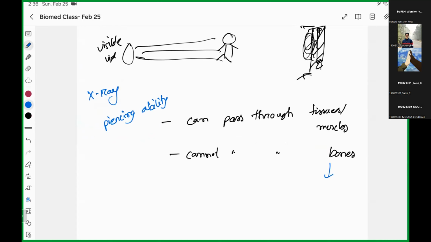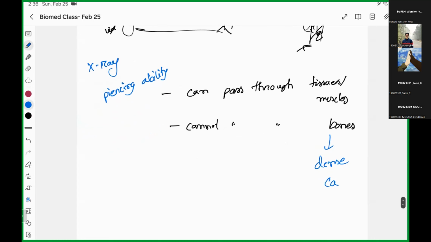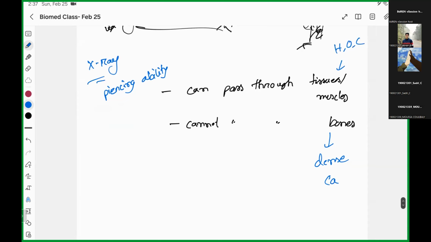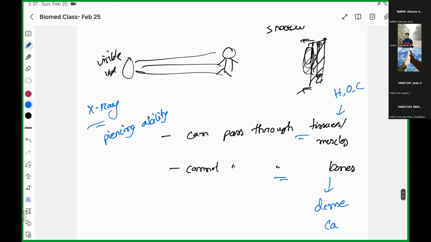So bones are actually dense. Bones are more dense. They are made of calcium. Calcium's atomic number is 20, so a higher atomic number. So these are more dense. And these others are mostly made of hydrogen, oxygen, carbon. These are less dense. So X-ray can pass through these less dense materials with a small atomic number, but it cannot pass through high density material. So it will be able to pass through some portions of the body.